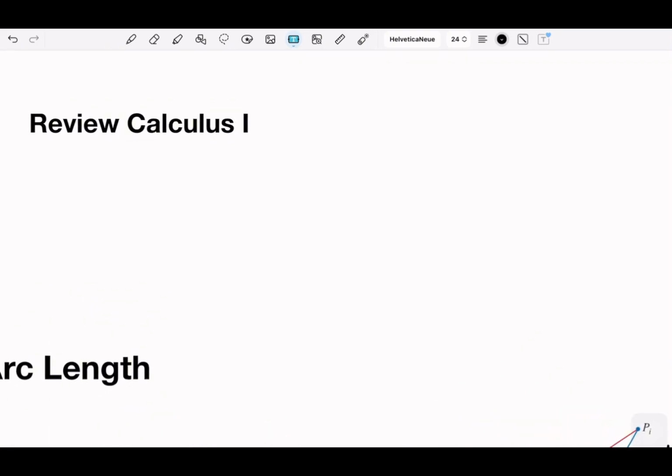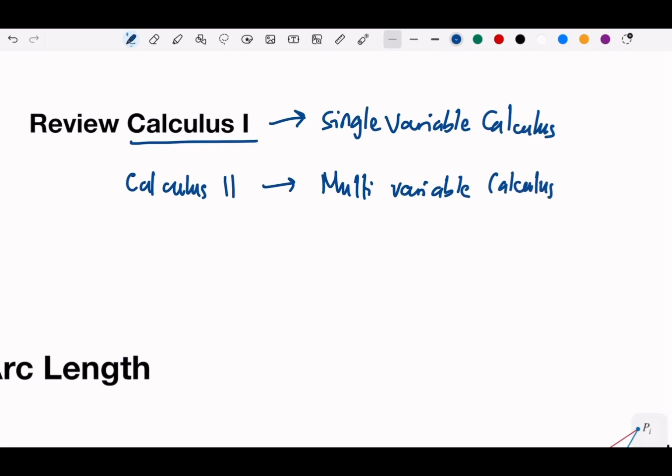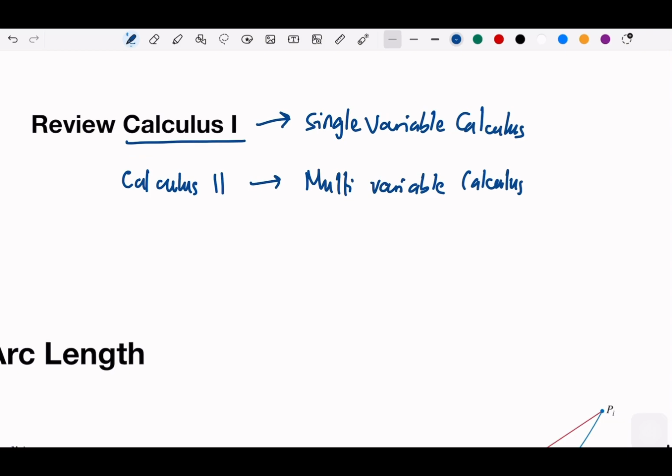Okay, so we'll start here by saying that calculus 1 is single variable. We say this is single variable calculus. And calculus 2 is multi-variable calculus. If we say single variable, the function has just one independent variable.